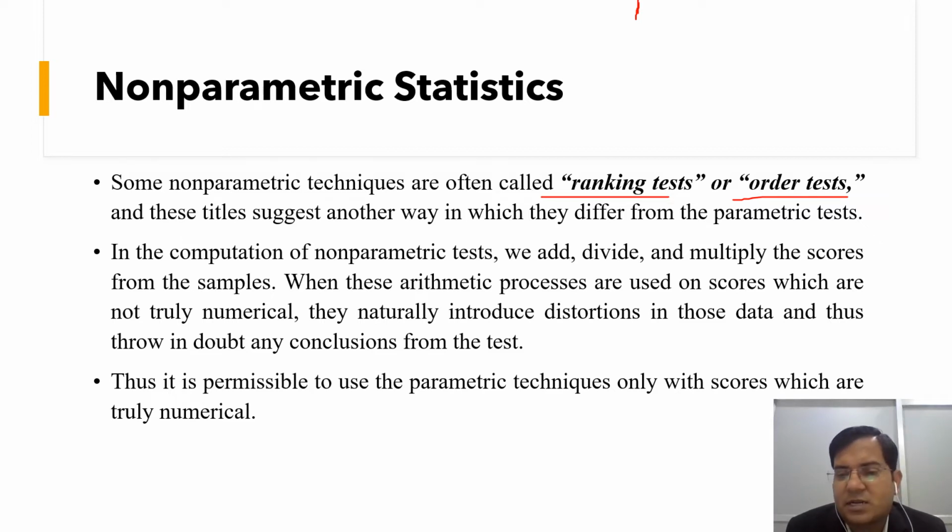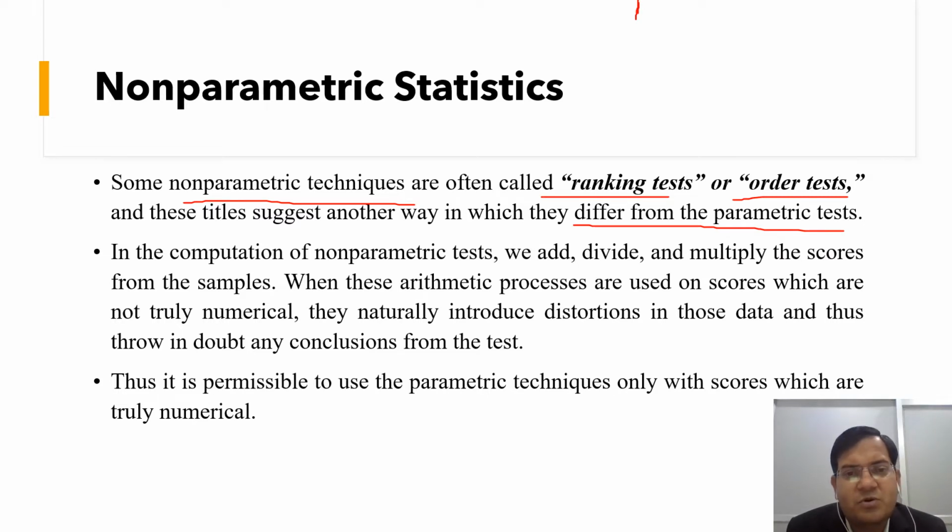In nominal or ordinal statistics, especially in ordinal statistics, we use non-parametric statistics, because in the ordinal case we are not able to use parametric statistics, so we use the alternative option, non-parametric statistics. So this is the point where they differ from parametric statistics.